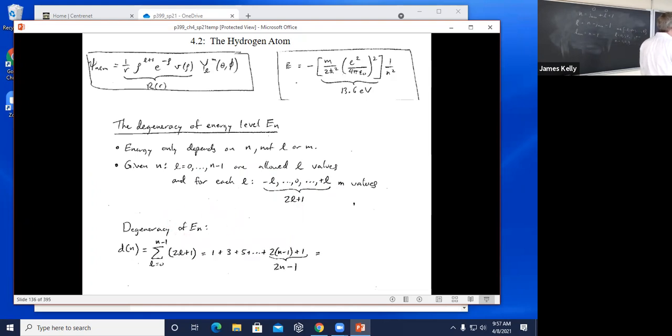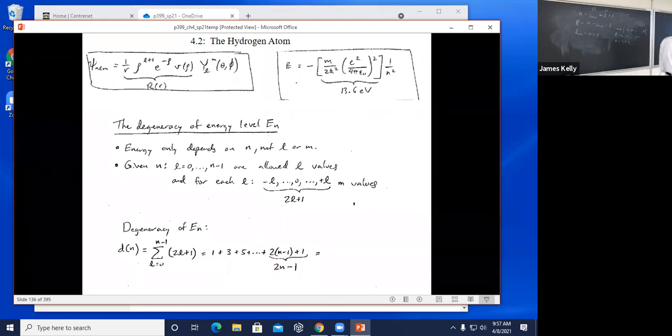And here's how we do it. We have to add up, for all the allowed L values for that particular N, the number that represents how many M values there are. So when you write out this series, it's like 1 plus 3 plus 5 and so on, up to the upper limit, which is N minus 1. So I get 2 times (N minus 1) plus 1, and if you simplify that, you get 2N minus 1.